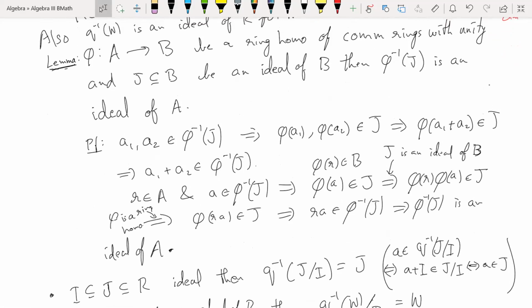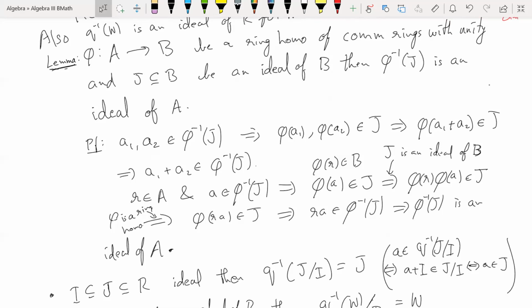So now, in the lemma we don't need unity. Sorry, one second. I think my volume is low. Can you repeat the question, please?